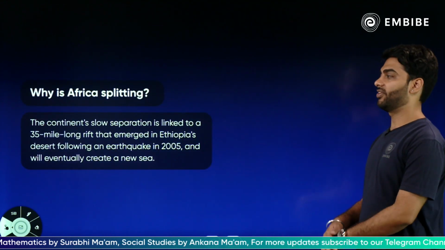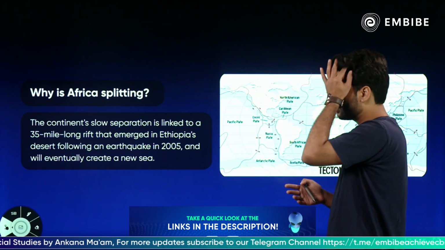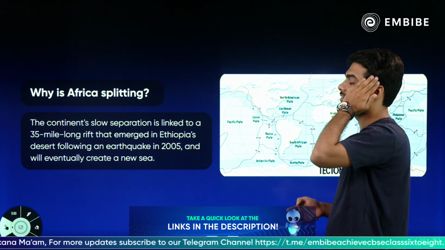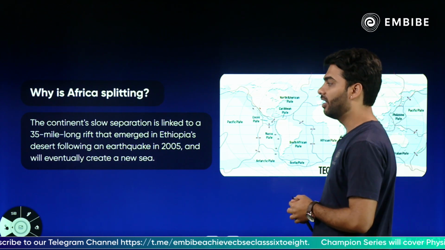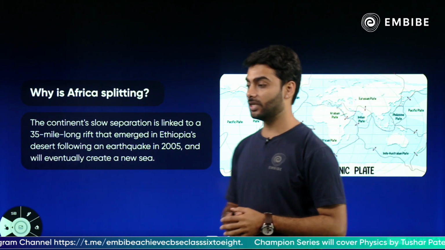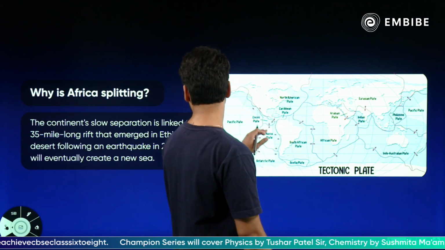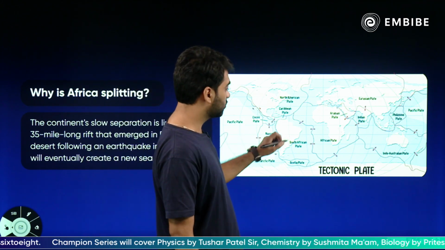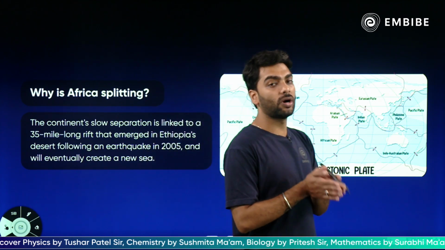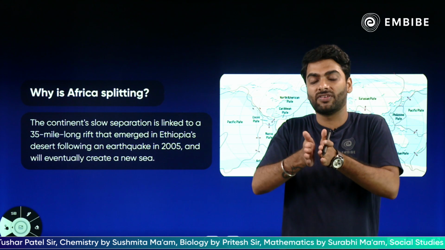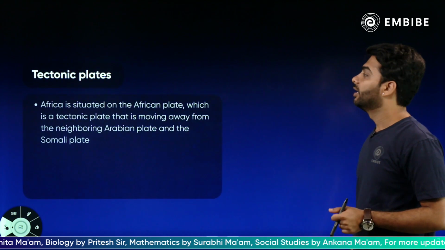Then, why is Africa splitting? Now that becomes a very interesting question. The continent's slow separation is linked to a 35-mile long rift that emerged in Ethiopia desert following an earthquake in 2005 and will eventually create a new sea. As I told you, in the Sahara desert, there was an earthquake. Okay? And because of that earthquake, a rift appeared in 2005. Now, what is happening is that this particular rift is widening, and this will give rise to two seas, right?